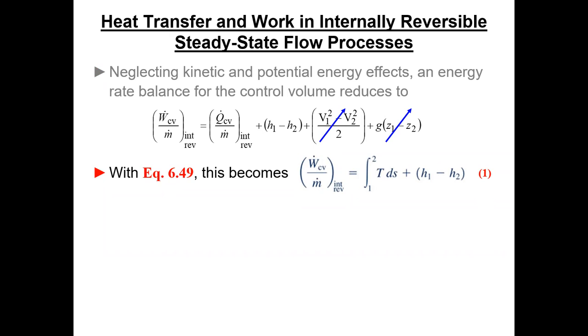And so for internally reversible, remember that Q dot CV over m dot is the integral from 1 to 2 of T ds, okay? And so we're just going to make that substitution in there. Now that's only for internally reversible heat transfer, but it works nicely in this case for this assumption, okay? So it's the same equation, the first one and the second one, except we made the substitution that the integral 1 to 2 of T ds is equal to Q dot CV over m dot, okay?